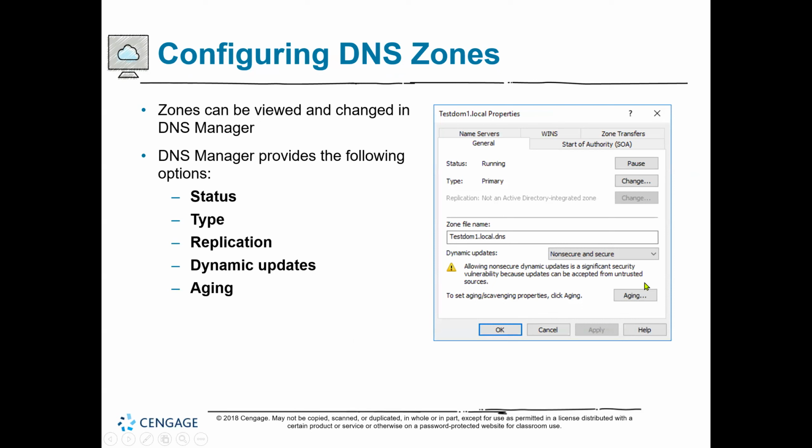All right, configuring DNS zones. Zones can be viewed and changed in your DNS Manager. DNS Manager provides the following options: status, type, replication, dynamic updates, and aging. And you can see here your status. You can see your aging down there. So you can see all of that right here on this screen.